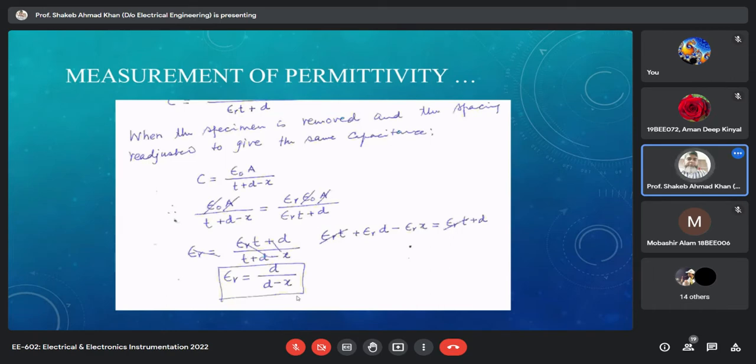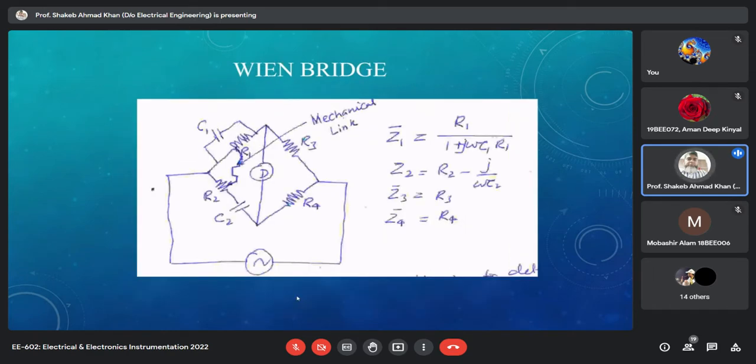Anyway, now we are going to discuss the Wien bridge. Wien bridge is basically used for measurement of frequency. As you know, we have discussed different bridges. The first set of bridges we discussed were used for measurement of inductance. Then we discussed another set of bridges used for measurement of capacitance. And then we will discuss the bridge which is used for measurement of frequency.